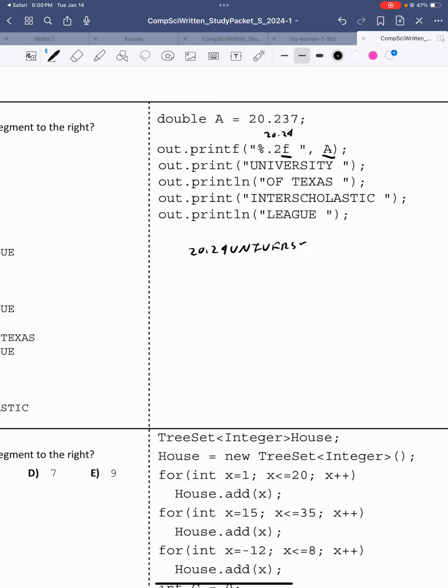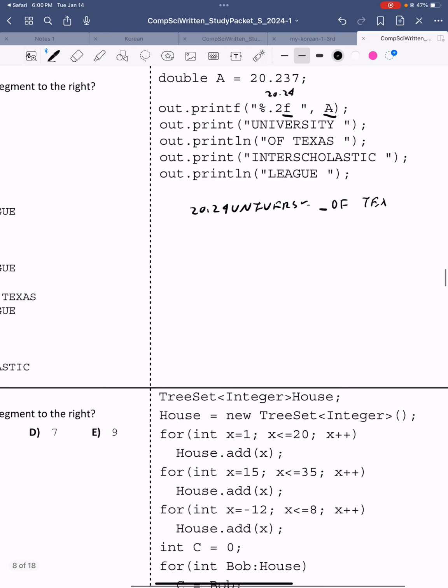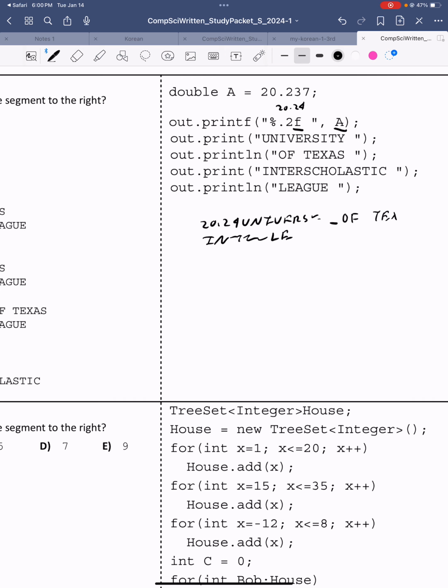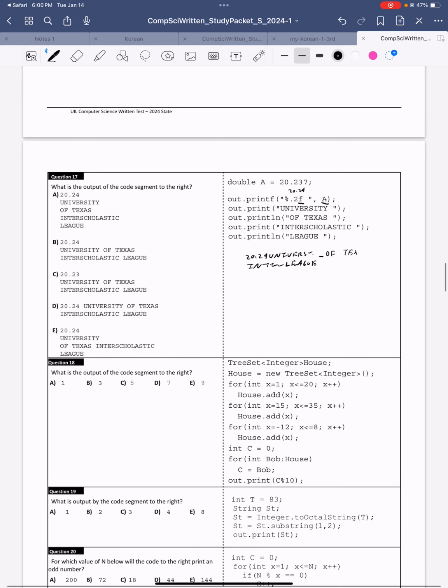University, whatever that is. I don't want to write it all with the space, and then of Texas. And then there's a new line, so we create a new line, and then we go interscholastic, and then no new line, so we go here, league. Sorry, I just don't want to write it all. So, which one matches what I see? It's going to be D.